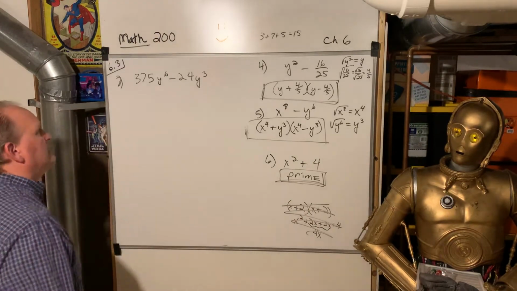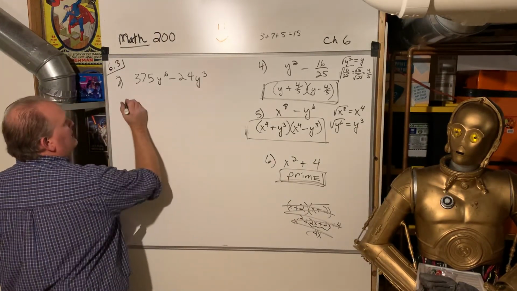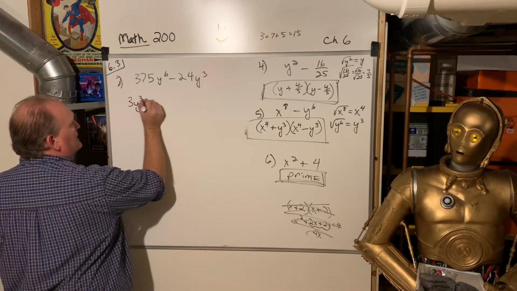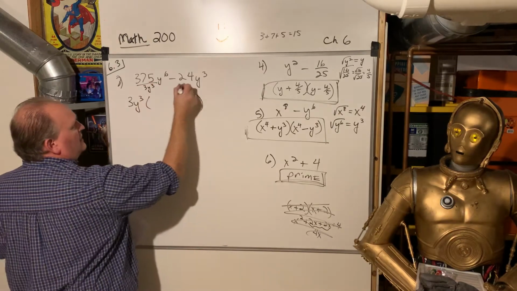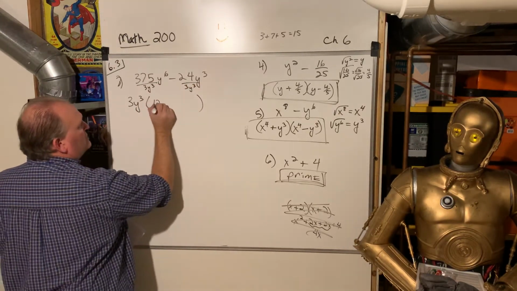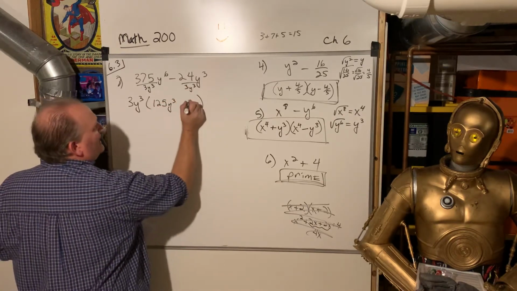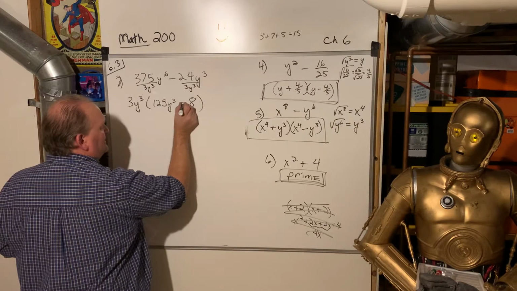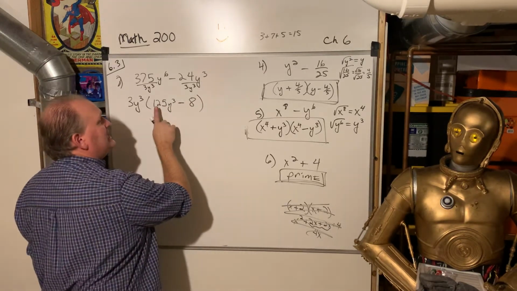That's a neat little trick to carry through here. So 3y cubed comes out. That is my greatest common factor. So 3y cubed, 3y cubed. So I end up with 125y cubed, and this ends up as 8. Still got the minus. So this is a perfect cube.